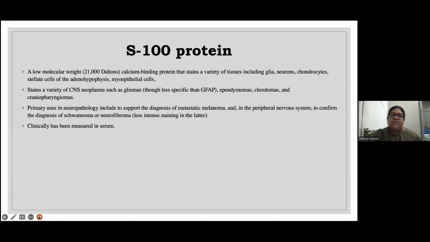The S100 protein is a low molecular weight calcium binding protein that stains a variety of tissues, including glia, neurons, chondrocytes, stellate cells of the adenohypophysis and the myoepithelial cells. The primary uses in neuropathology include to support the diagnosis of metastatic melanomas, and in the peripheral nervous system to confirm the diagnosis of schwannomas or neurofibromas. Clinically, it has been measured in serum.